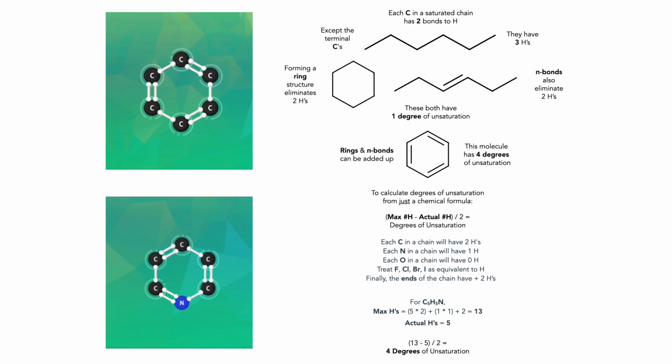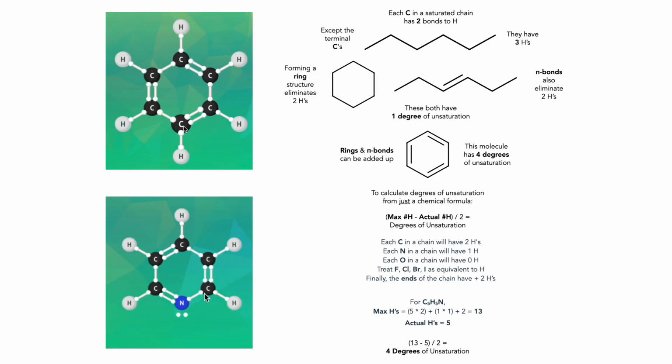Nitrogen inside a chain will always have 1 hydrogen atom bonded to it. Each oxygen in a chain, because it only has 2 bonds, will have 0 hydrogens bonded to it. We treat halogens as equivalent to hydrogen. And then finally, the ends of the chain will have an additional 2 hydrogens. The terminal carbons have an additional 2 hydrogens, one on each side. So if we are given a chemical formula, right?